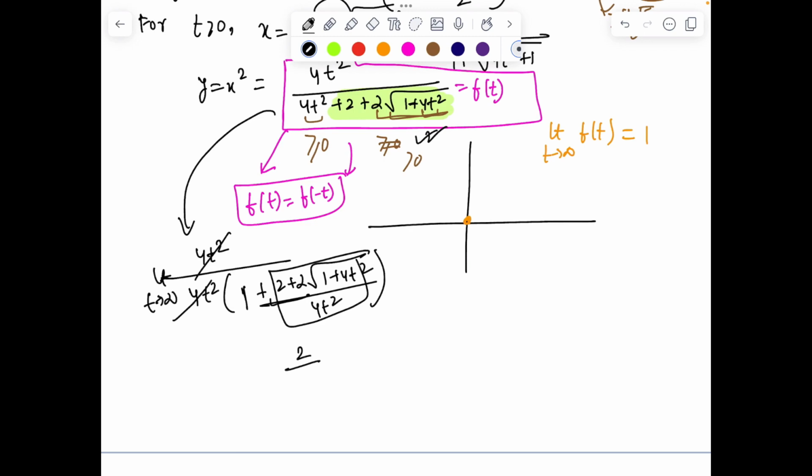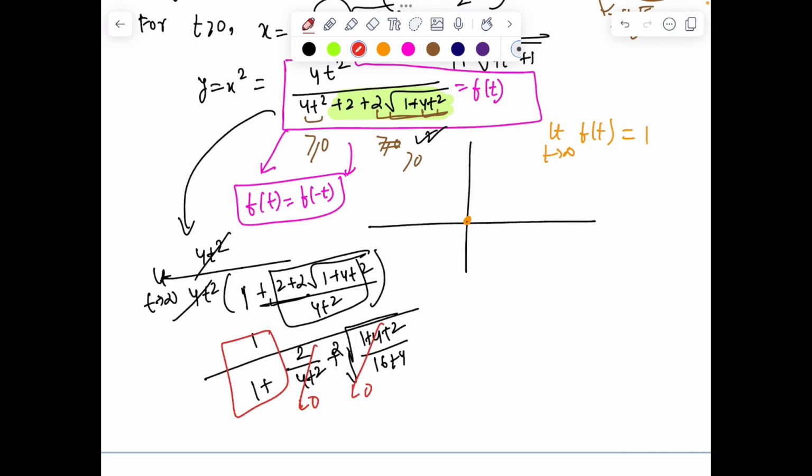So the limit of this quantity will be 2 by 4t square plus root over 1 plus 4t square, and this divided by 4t square, 2 times. If you again push this inside, it will be 16t4. If I take this inside the root, it will be divided by 16t4, so 1 plus 1 by that. Now we know when t tends to infinity, this will die, this will die, so the answer is 1.